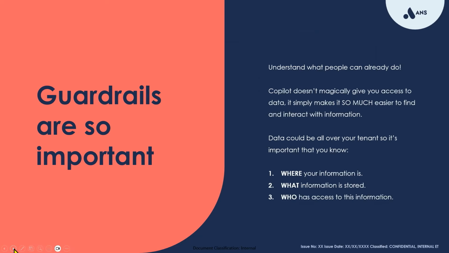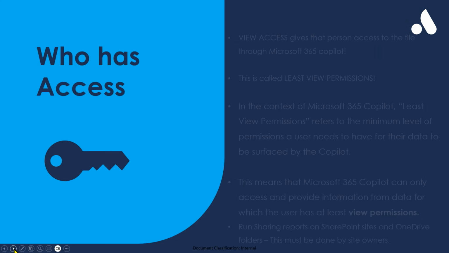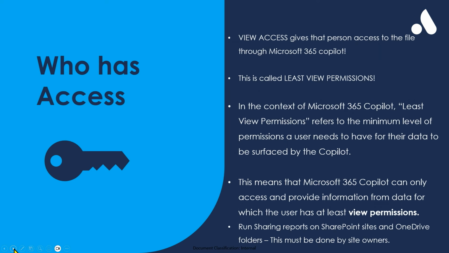You say, well, where is your information? Okay. What information is being stored and who has access to it? Those are really three key things from a guardrails perspective. And understanding who has access actually is probably the largest one. Now, you're absolutely right. Okay, so Purview is one way.